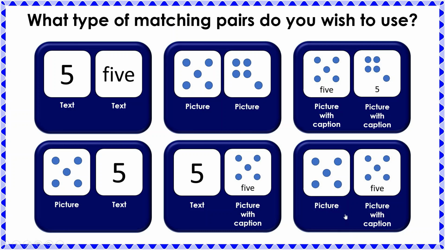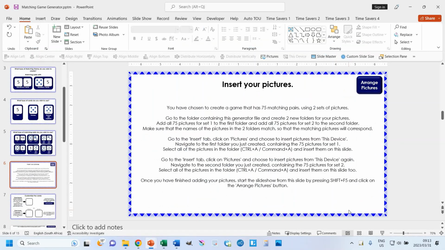So the example I'm going to show you is going to be using this picture and picture with caption over there. So I'm going to click on it, and it takes me to this screen over here, where it now tells me that, because I left it at 75, I can add 75 matching pairs using 2 sets of pictures.